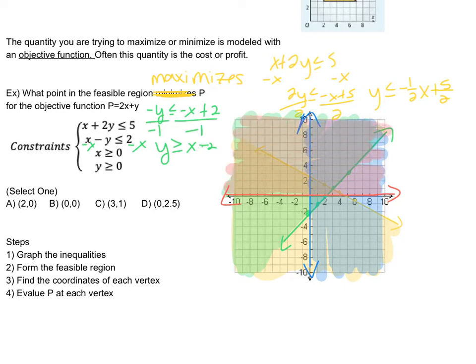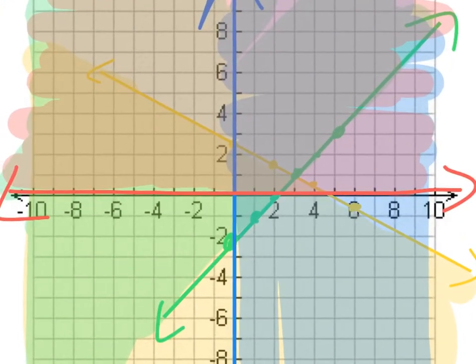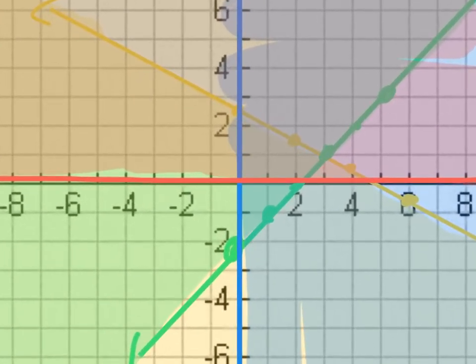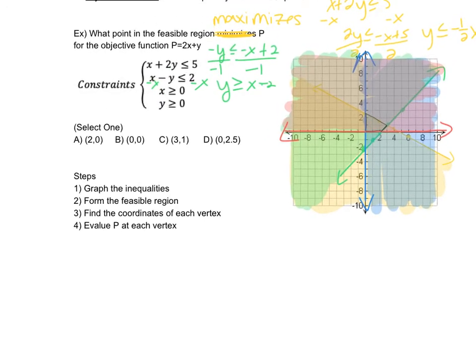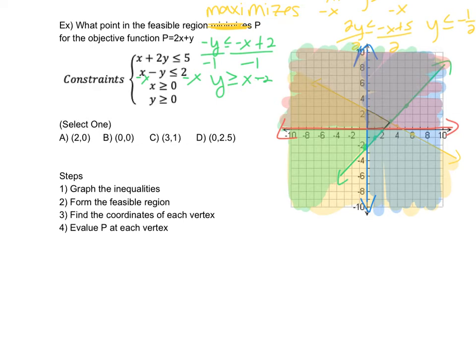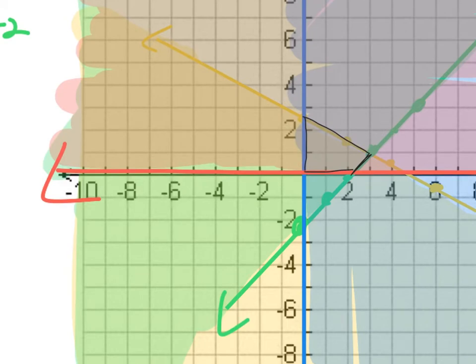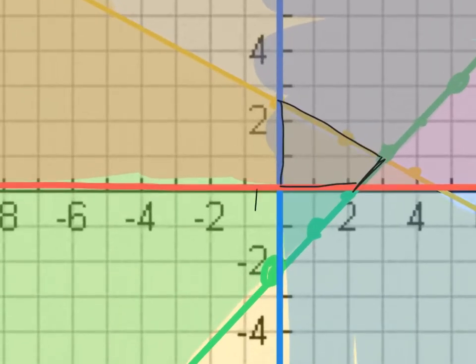All right, now that our graph is looking good and crazy, let's talk about what the feasible region is. So I'm going to outline it in black. So the feasible region that has all 4 colors would be this right here. Okay, so it'd be that. So step 1 was graph the inequalities. We did that. Step 2 was form the feasible region. I did that. Now step 3 is to find the coordinates of each vertex. So let's label these vertices to make it a little bit easier. Call them A, B, C, and D.